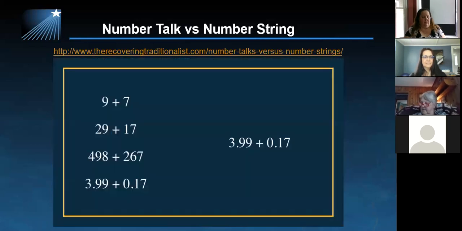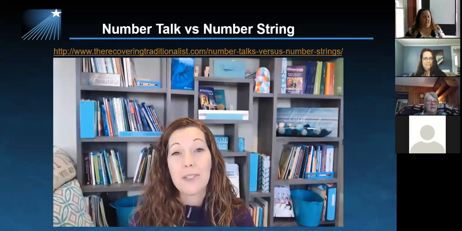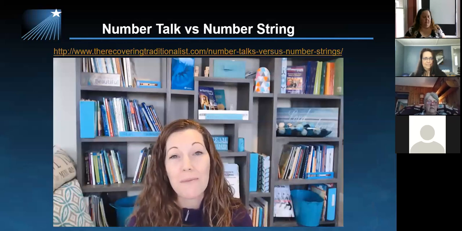If I just throw up 3 and 99 hundredths plus 17 hundredths, and they don't have strategies already, they haven't made connections, then I'm probably going to get every kid solving it the same way or not knowing how to solve it. So again, a string to me is a way to help develop strategies, whereas a number talk is to talk about the different strategies kids have for that one problem and how they connect together, how they're alike, how they are different. So I hope that that's helped you build your math mind so you can go build the math minds of your students.